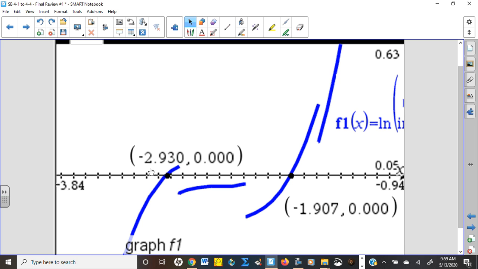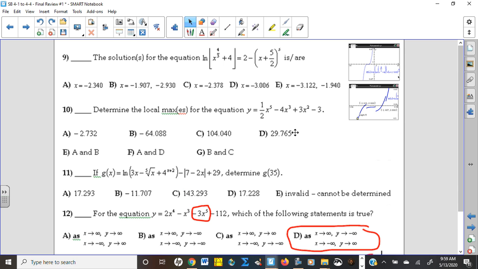So negative 2.930, negative 1.907, and that matches up with answer B for that one. So if you asked that problem right there, hopefully that helped you understand that.